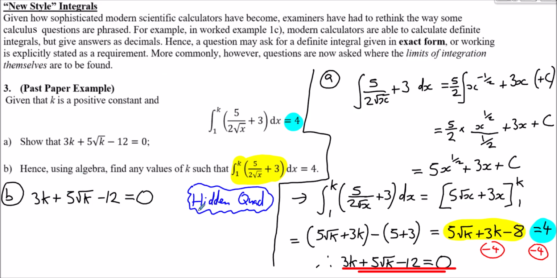So what I'm going to say here is, let's say that root k equals big X. Using that substitution, if root k is x, then k must be x squared. So we've got 3 lots of x squared plus 5 lots of normal x minus 12 equals 0. Now you can solve this by factorizing or using the calculator.